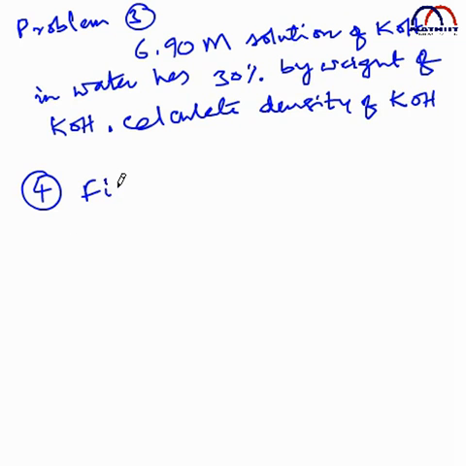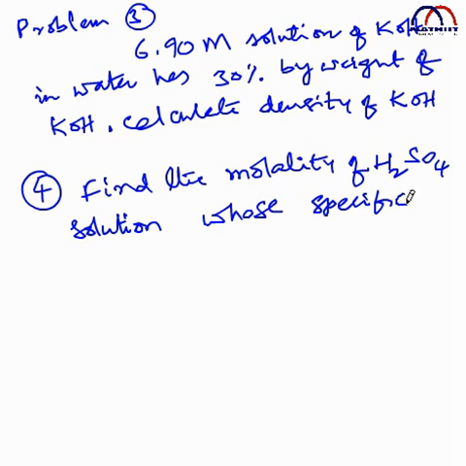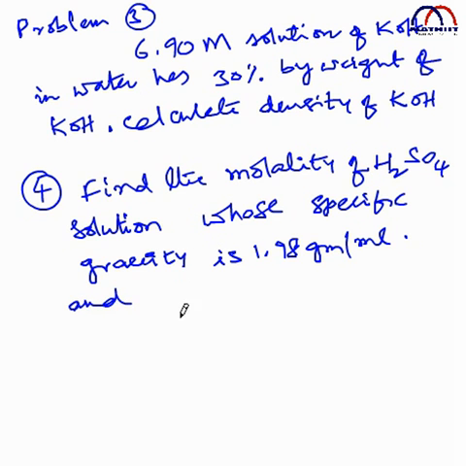Then the fourth problem: find the molality of H2SO4 solution whose specific gravity is 1.98 grams per milliliter and which is 90% by volume H2SO4.